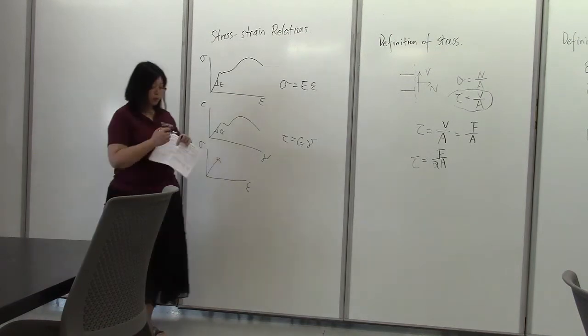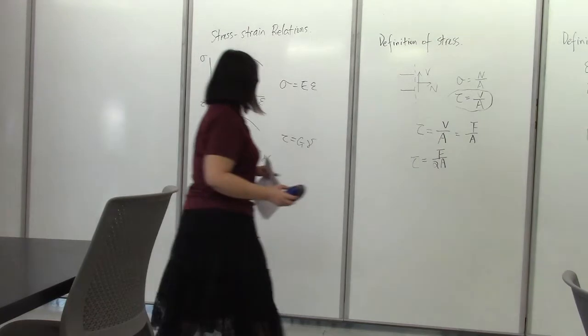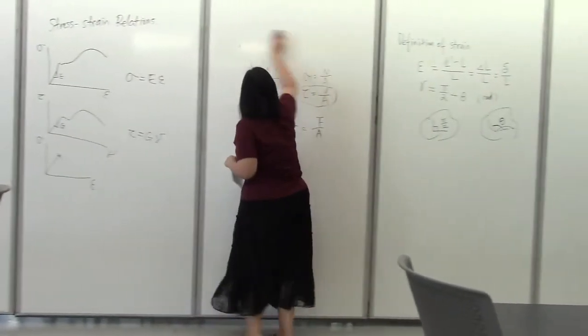Then we have also introduced the Poisson's effect and the Poisson's ratio, which is another material property.